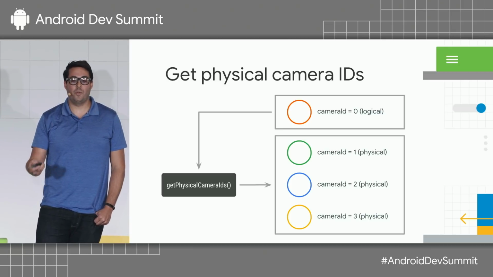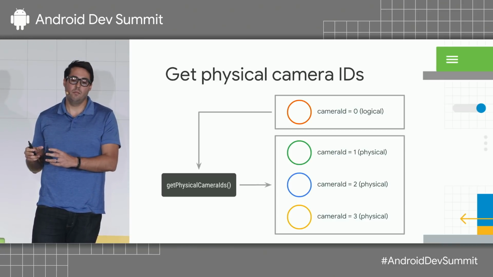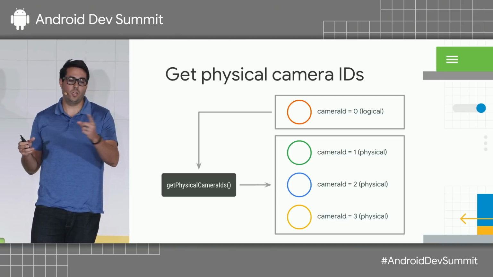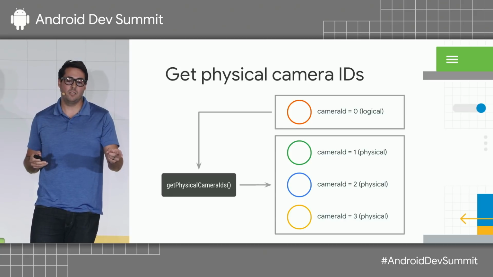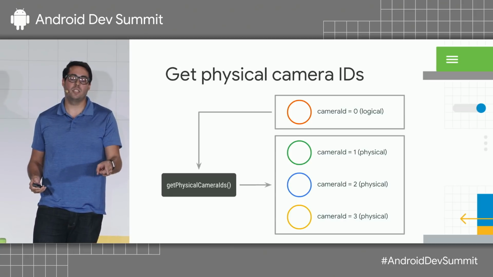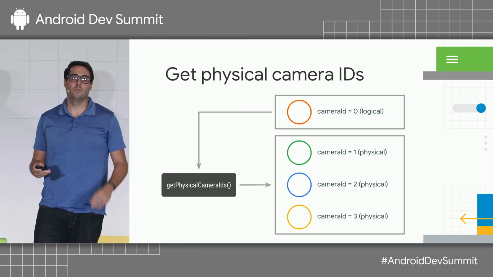Here's a visualization of what we just described. We take that logical camera ID, and with the characteristics, we call get physical camera IDs, and now we retrieve the physical cameras associated with that logical camera group.